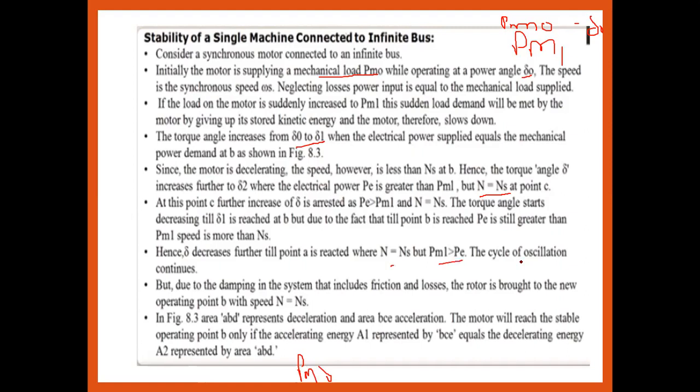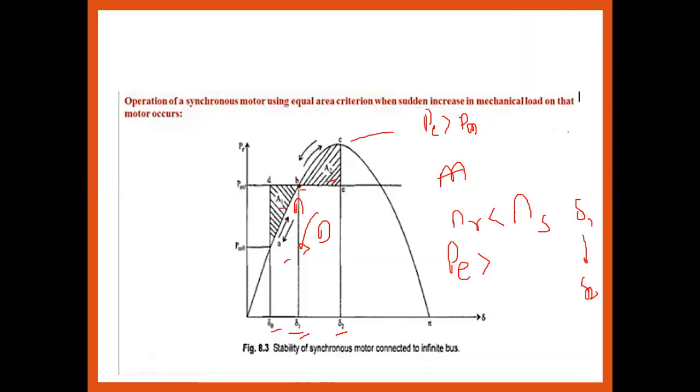So this cycle of oscillation is nothing but continued acceleration, then synchronous, then deceleration. So we have d delta upon dt equal to 0 at the A1 equal to A2 point. Means the area under the curve of acceleration is equal to the area under the curve of deceleration, and that cycle continues. This is the application of equal area criteria for a single machine connected to the infinite bus.